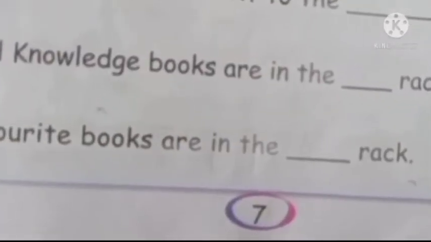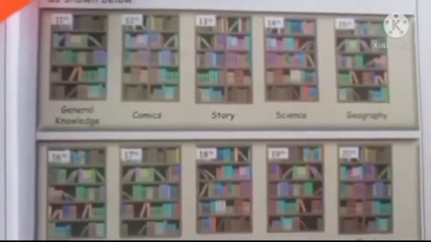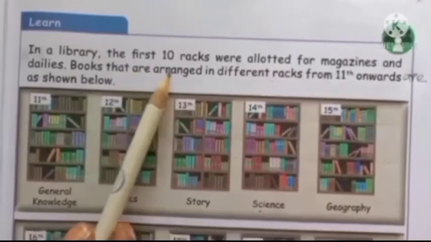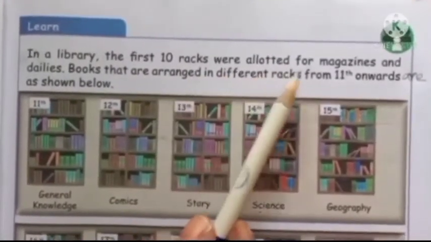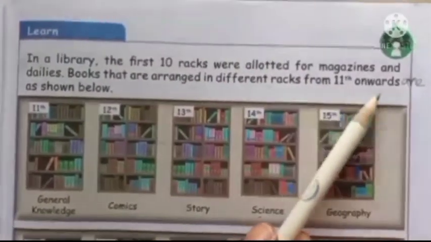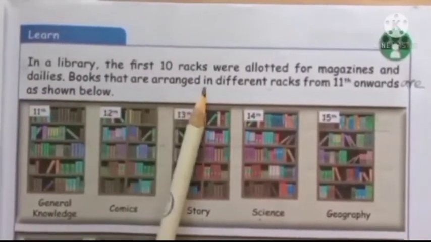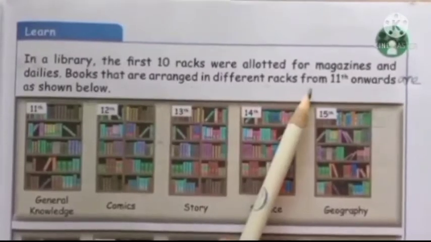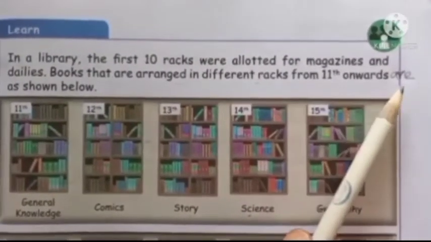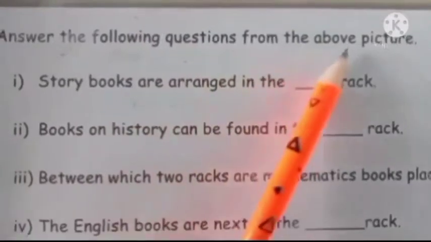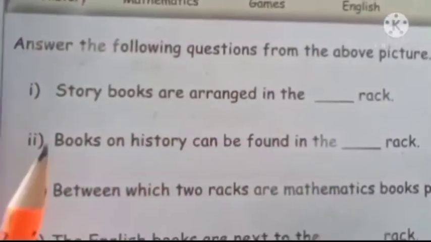Children, let us turn to page number 7. In a library, the first 10 racks were allotted for magazines and dailies. Books that are arranged in different racks from 11th onwards are as shown below. Answer the following questions from the above picture.